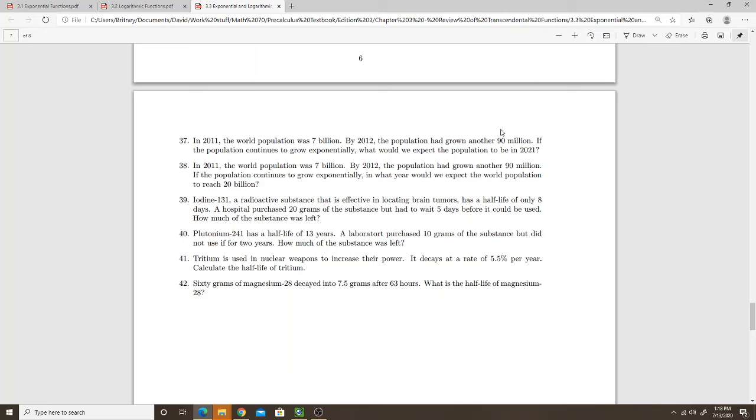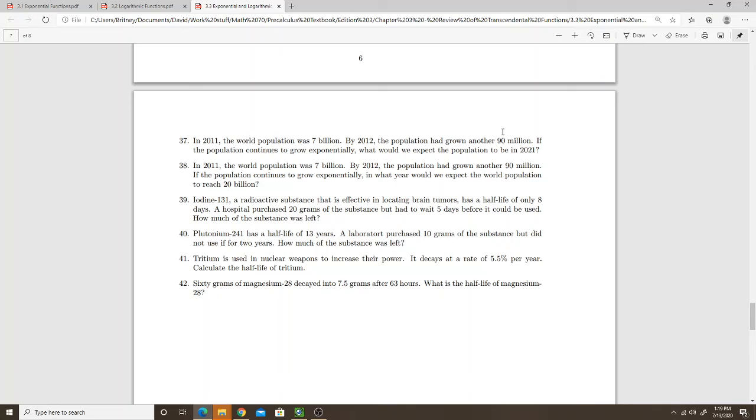So what may be throwing you off is that 90 million is not, in other words, the total population of the world is not 7.9 billion in 2012. It's 7.09 billion, right? 7.9 billion would be 7,900,000,000, right? So if you've grown by another 90 million, then really 7.09 billion is your final amount, I guess you could say.